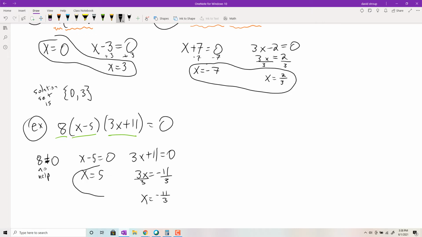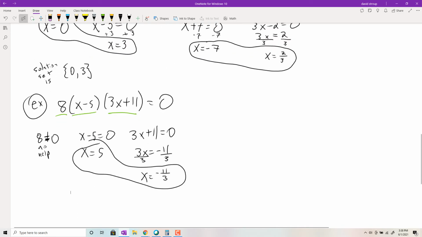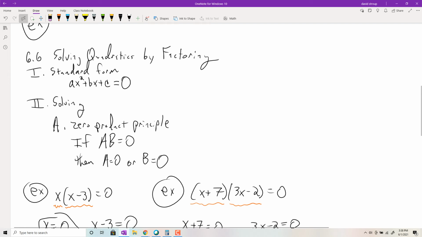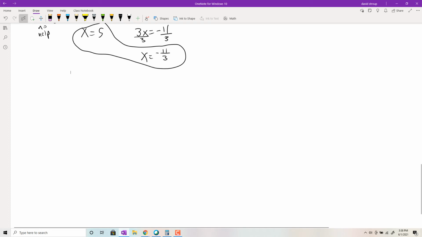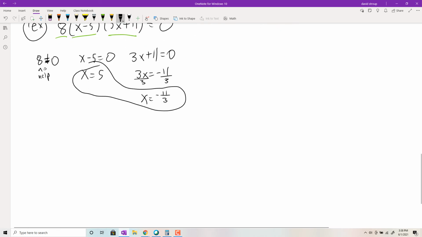Okay, so our two answers, 5 and negative 11/3. These first couple problems, you'll see them in the homework, and they're kind of easy because they're already factored. But in the standard form you see up here, they're not usually factored, right? So let's look at some of these problems where I actually have to factor to solve it.